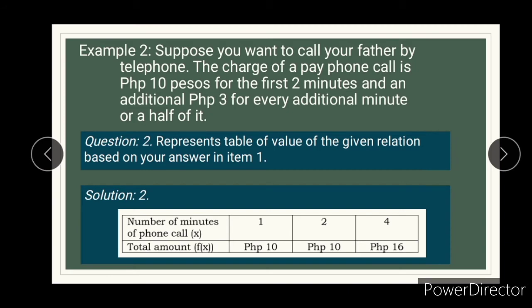So to represent this, let's make a table. The first row is the number of minutes of phone call or our x values, while the second row is the total amount or our f of x. The first row, number of minutes of phone call or our x values, we have 1, 2, and 4. Second row, the total amount or the f of x, we have 10 pesos, 10 pesos, and 16 pesos.